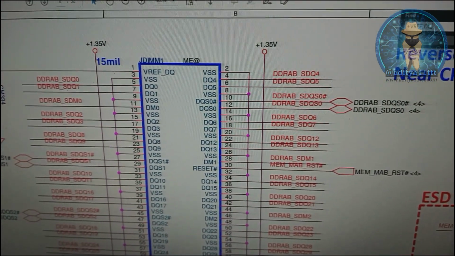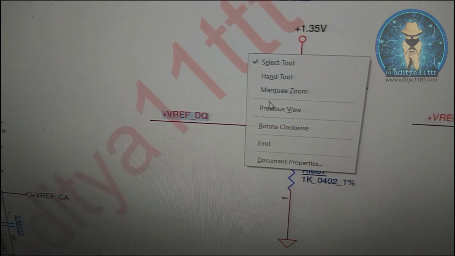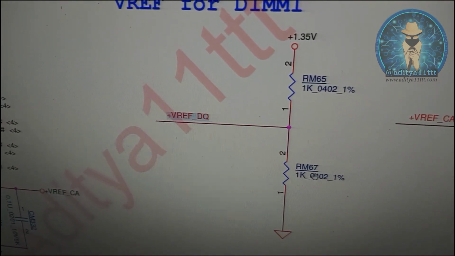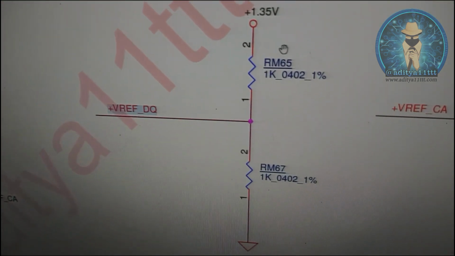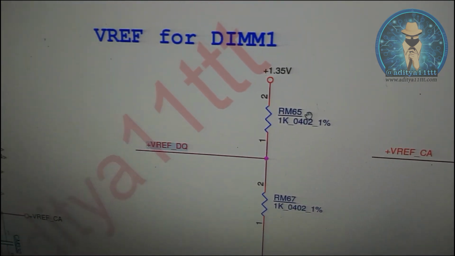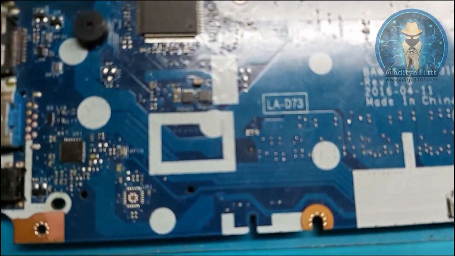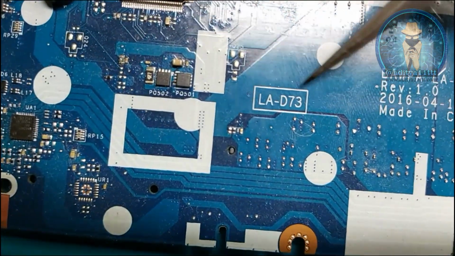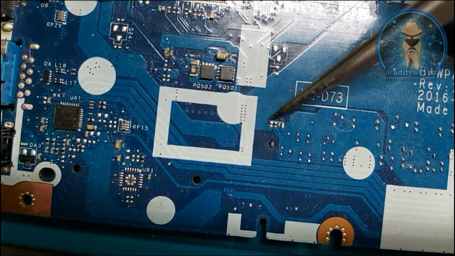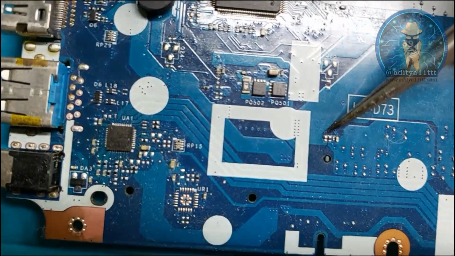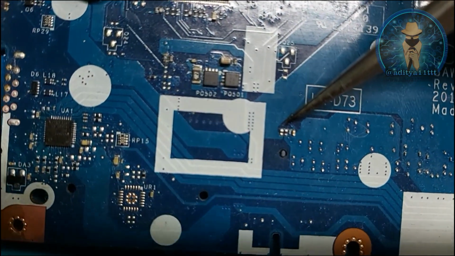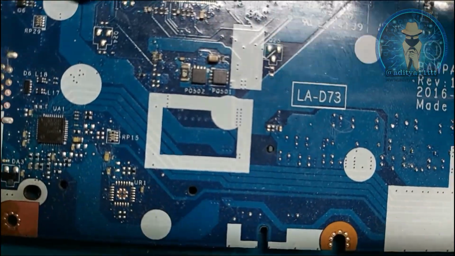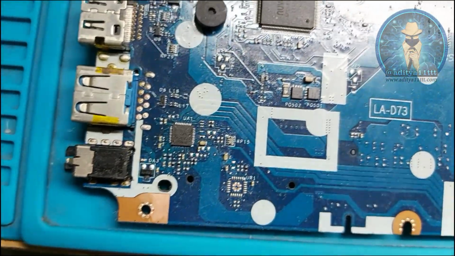Okay, see, they're using a voltage divider for that. 1 kilo ohm and 1 kilo ohm means it should be half voltage. Okay, so let me check my RM65 resistor. In motherboard, this resistor is present on back side. See, here I have the resistor. First one is the pull up resistor, which is RM65, and second one is the pull down resistor, RM67. Both are 1 kilo ohm resistors, so it should release half voltage. Okay, so let me check input supply.